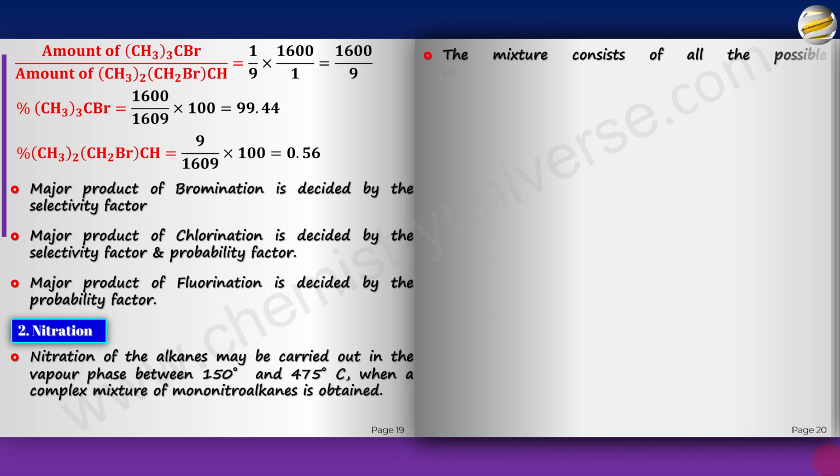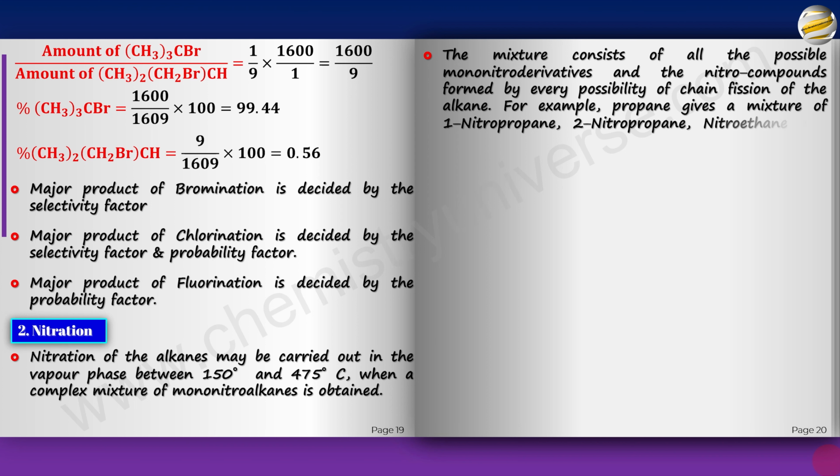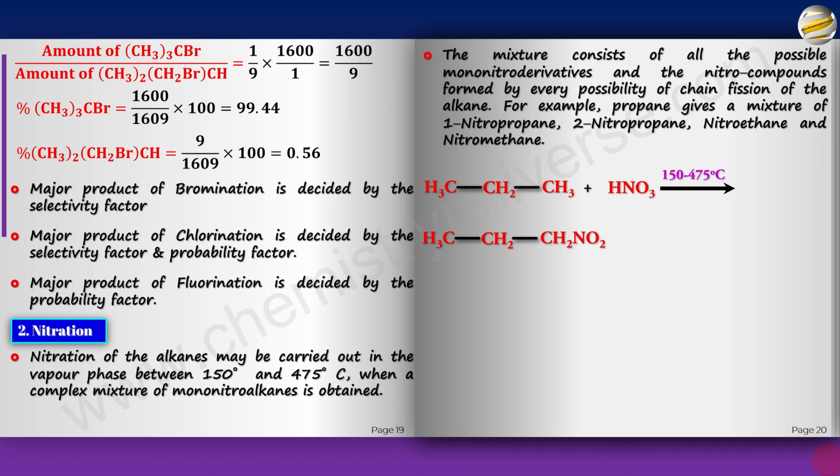The mixture consists of all the possible mononitro derivatives and the nitro compounds formed by every possible chain fission of the alkane. For example, propane gives a mixture of 1-nitropropane, 2-nitropropane, nitroethane, nitromethane. Look at this. 1-nitropropane, 2-nitropropane, the CH bonds are broken. CC bonds are also broken, you get nitroethane and nitromethane.